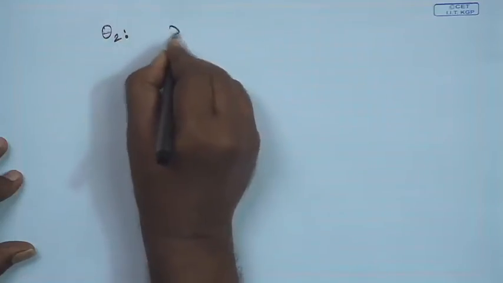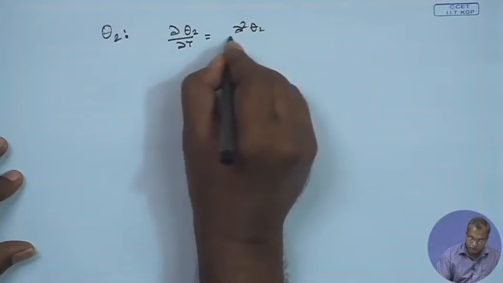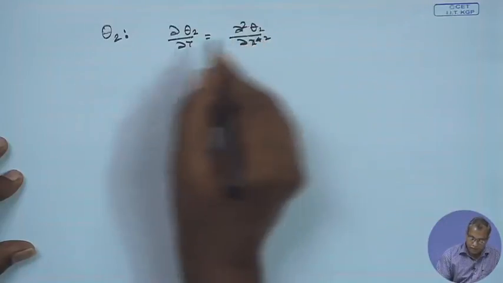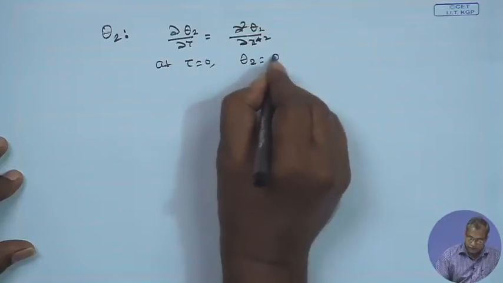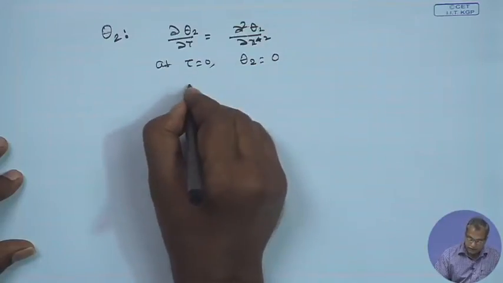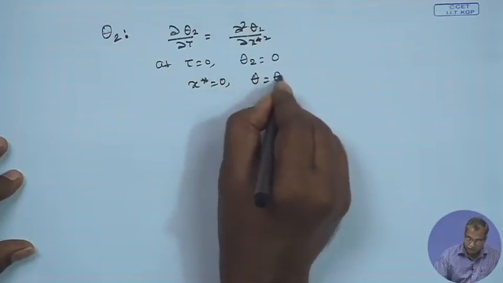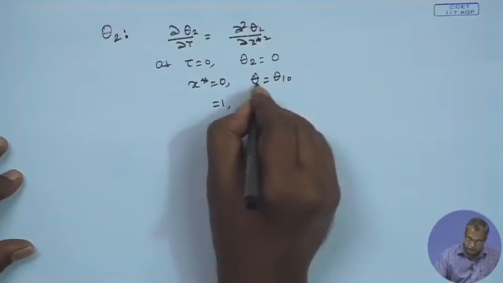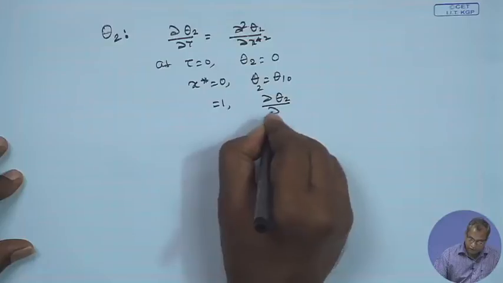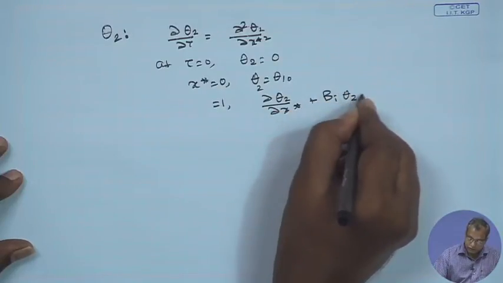The other sub problem is for theta 2. So, it will be ∂θ2/∂τ equal to ∂²θ2/∂x*², and at τ equal to 0, we keep this initial condition to be homogeneous. For the other boundary conditions, at x* equal to 0, θ is equal to θ1 naught, and at x* equal to 1, we have the Robin mixed boundary condition ∂θ2/∂x* plus Bi θ2 is equal to 0.